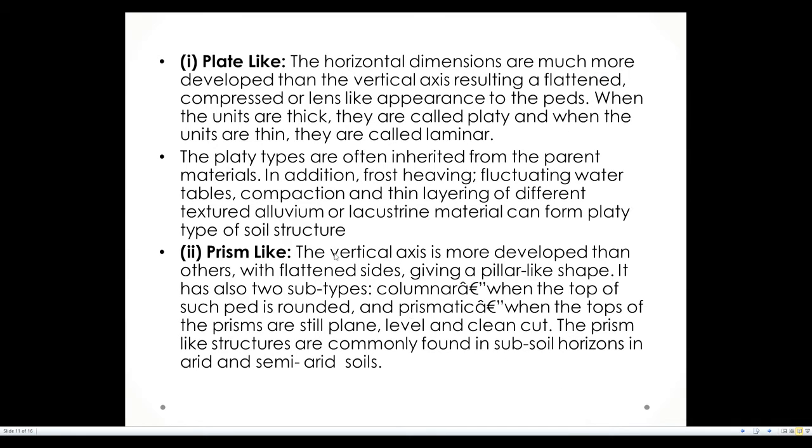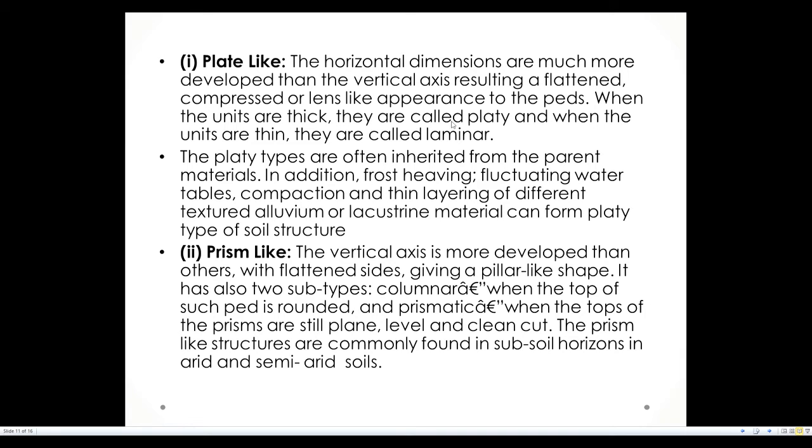The first one is plate-like structure. In the plate-like structure, the horizontal dimensions are much more developed than the vertical axis. In the vertical axis, it is flattened, it is not much higher. It has a compressed or lens-like appearance to the peds. When the units are thick, they are called platy, and when the units are thin, they are called laminar.